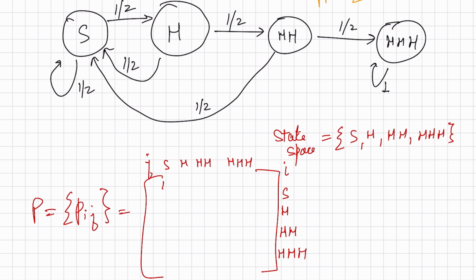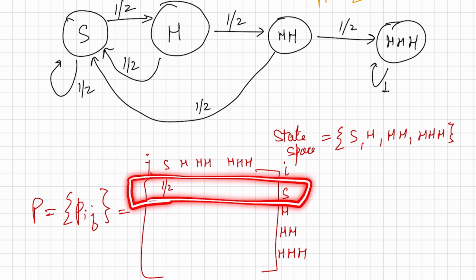Now, what's the probability you go from starting state and you head to the next? So here, in this row, we're going to be at the starting state initially, and we want to see which states we can jump to, and what are the probabilities associated with those jumps, okay?